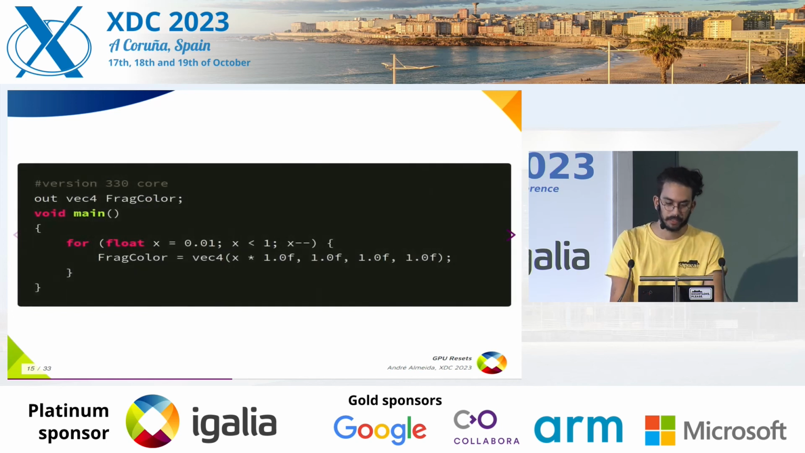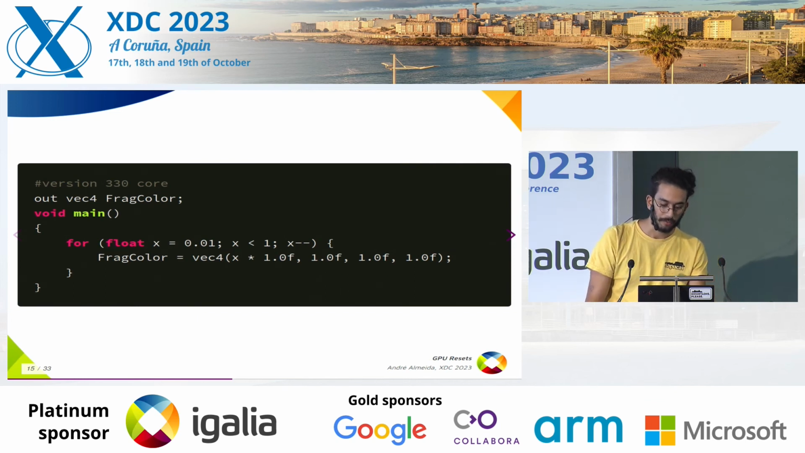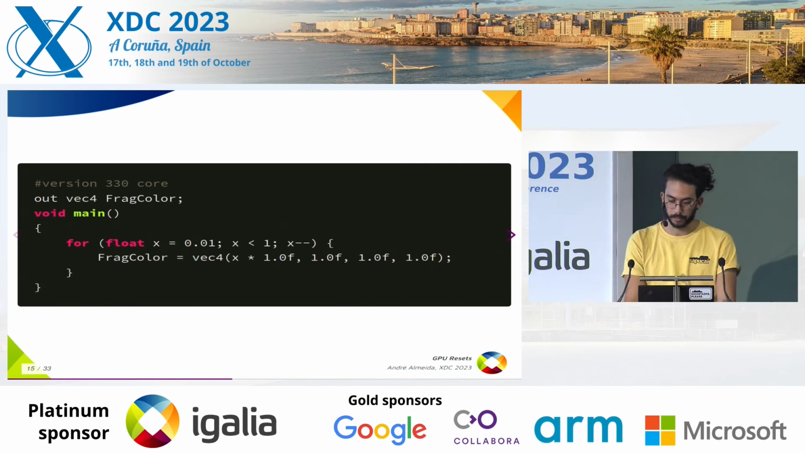And this is just a small shader that I wrote. If I run this on my AMD discrete GPU, it will just crash the whole graphics stack. It's just a small infinite loop. But I tried with different vendors and different OSs, and the results are very different.